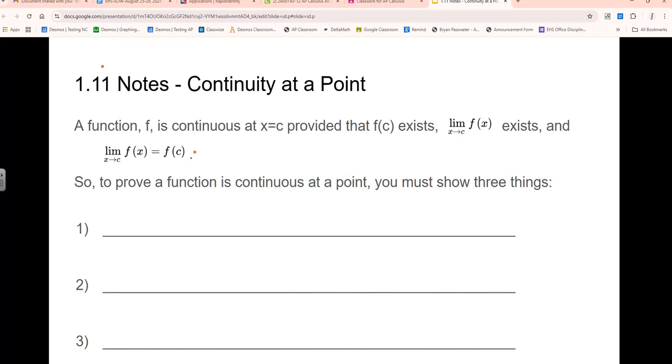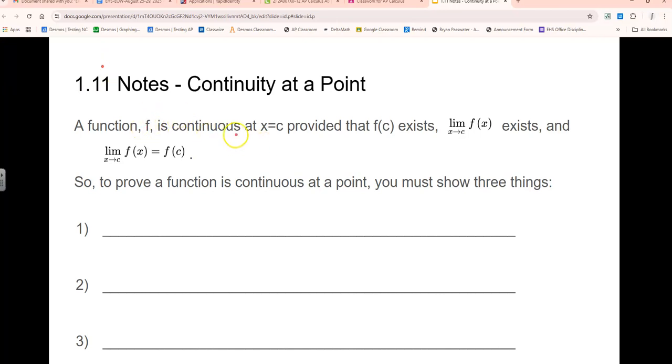What about a hole? If you have a hole in the graph, it is non-continuous. The limit exists, but it's not continuous for that. So for something to be continuous, it needs to be like a solid line, right? We don't have any holes, we don't have any jumps, we don't have any vertical asymptotes. So to prove that, there are three things that you must prove.